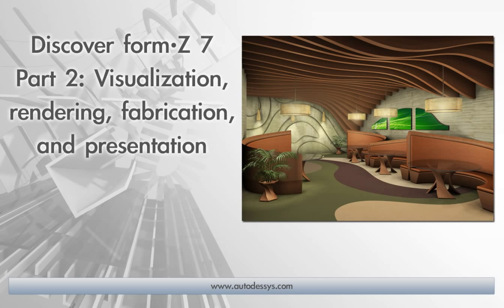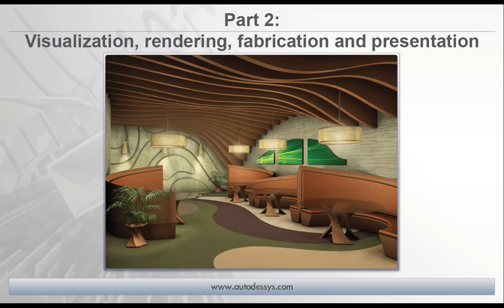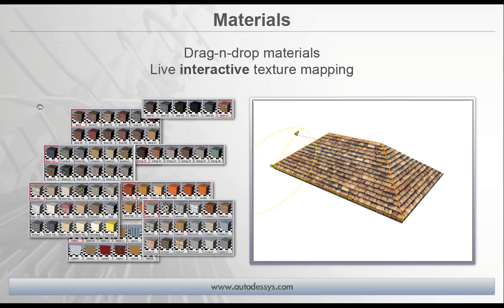In this presentation, we'll be looking at some of the new features that are in Form Z7. Now, as you recall from part 1 of this series, we looked at the interface and the modeling tools required to conceptualize this interior design space. Now, in part 2, we'll continue to explore our conceptual design by highlighting numerous visualization, rendering, fabrication, and presentation features in Form Z7.